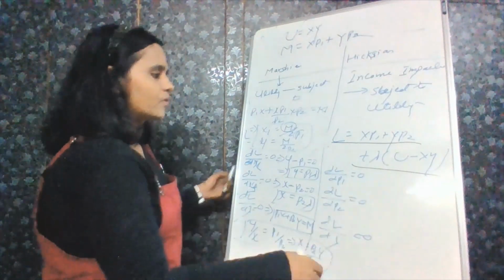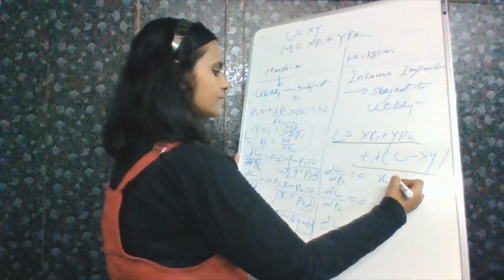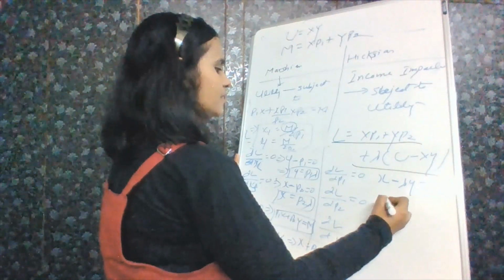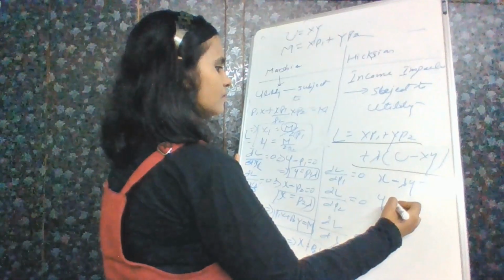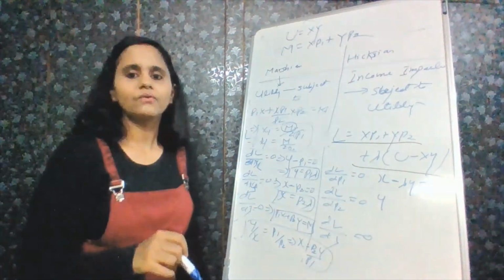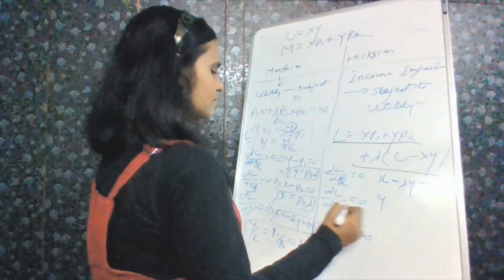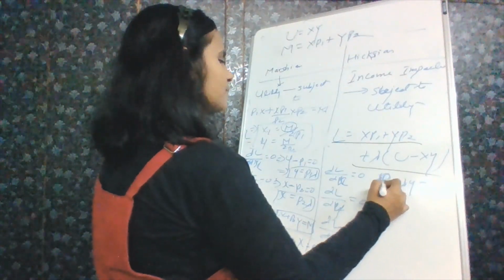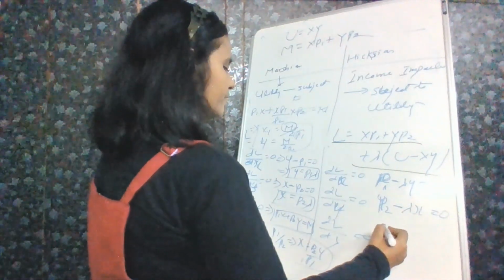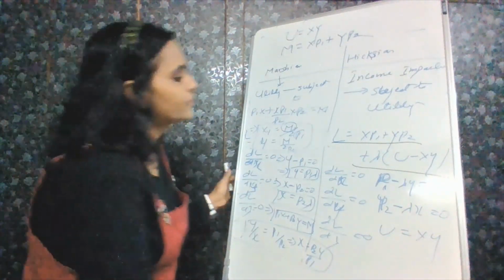Now derive from here in the Hicksian approach. So what will happen? The derivatives give p1 minus lambda y equals 0, p2 minus lambda x equals 0, and u is equal to xy. Utility is equal to xy.